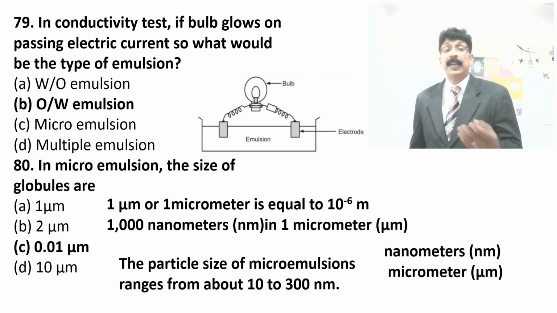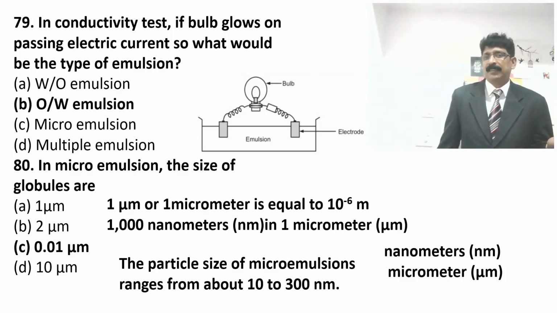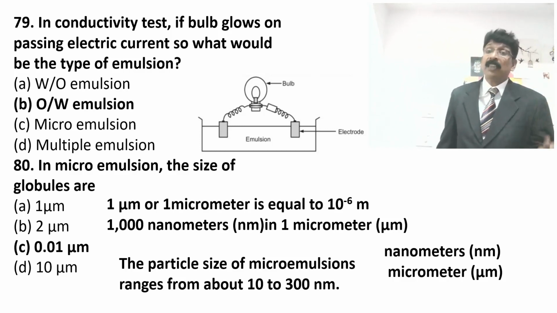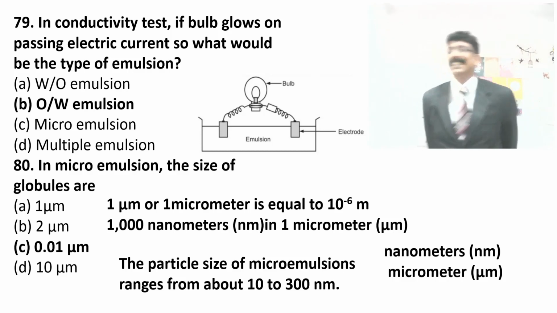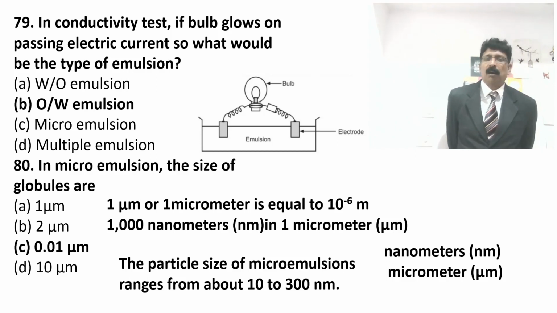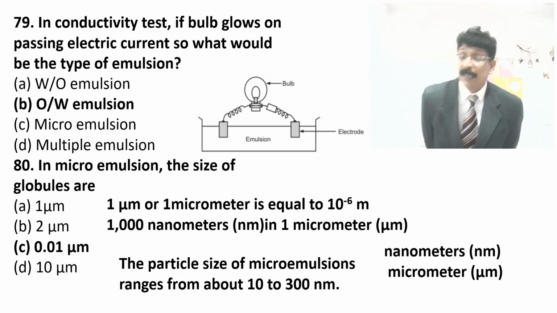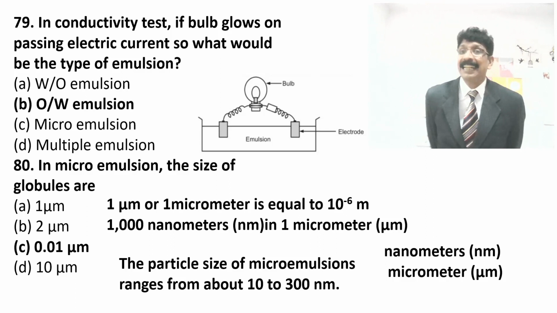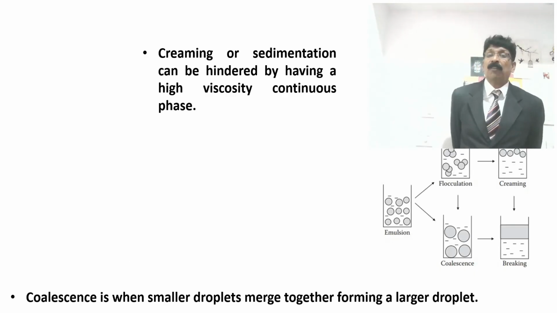And 300 nanometers. 2 micron means it is 2000 nanometer, which is very big. 10,000 nanometer is very big. 1000 nanometer is also very big. So the microemulsion size is 0.01 micron, which means 10 nanometer. Like that, the student should know the conversion of microns.